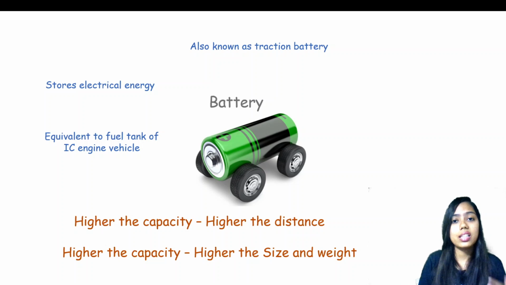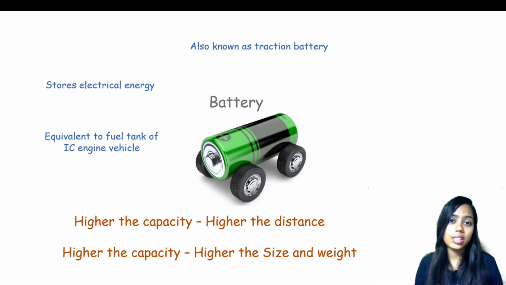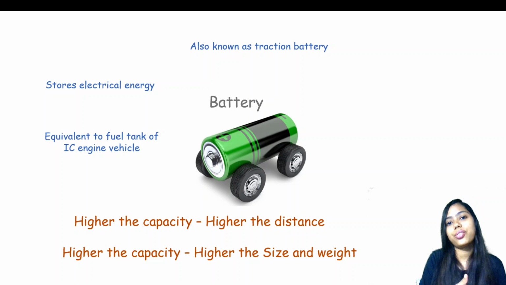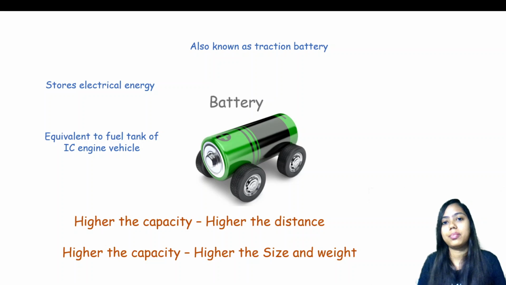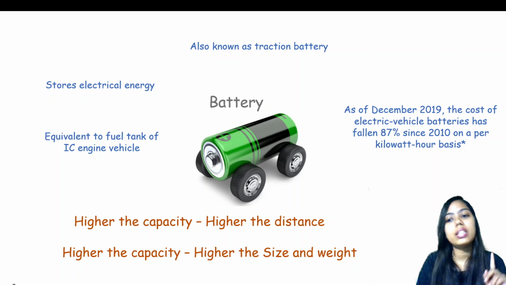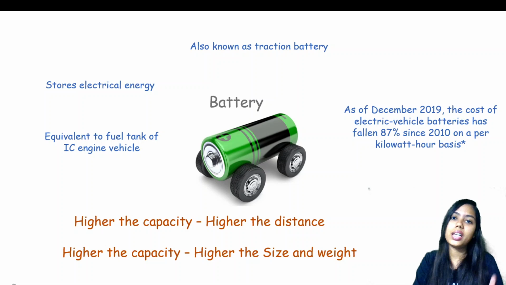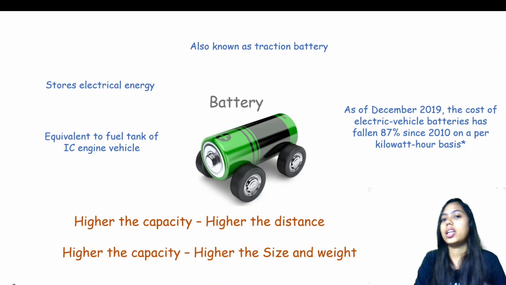And as the size and weight increase, overall complexities increase, and in the end the cost of your vehicle increases. That's why today 50 to 60% of the cost of an e-vehicle is consumed by the battery itself. But as of December 2019, the cost of electric vehicle batteries has fallen 87% since 2010 on a per kilowatt hour basis. Isn't it amazing? And with the recent battery technology and upgradation we are getting every day, this is going to change the market.